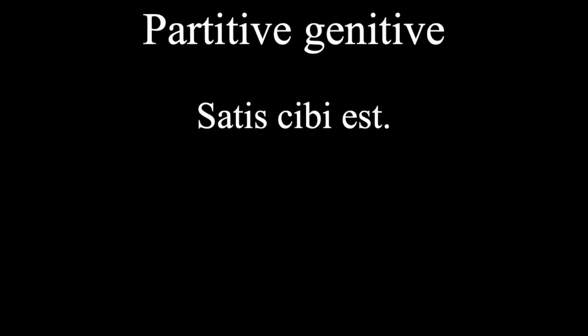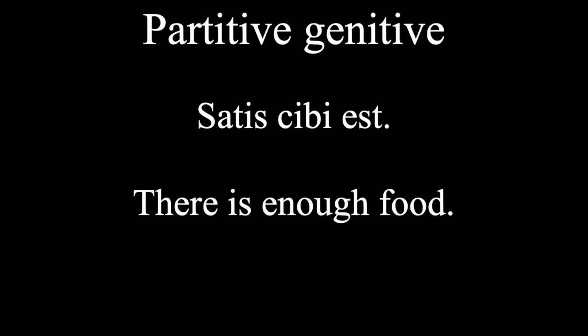First example, satis cibi est. Again, satis means enough. Cibi is the genitive, which tells us what we have enough of. Now, est means he, she, or it is, but remember that it can also mean there is, which is going to work really well here. So this sentence means there is enough food.